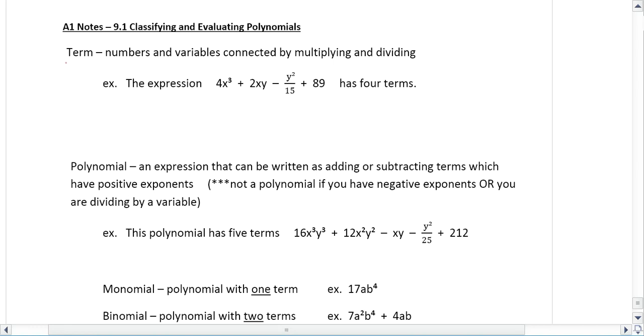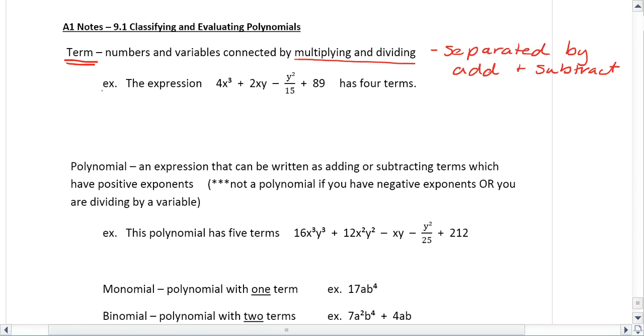So let's start with an old term, reviewing. And the old term we're going to review is the word term. How's that for redundant? Terms in an algebraic expression are connected. They're glued together by multiplying and dividing, and they are separated by adding and subtracting. So you can add that here to your notes if you'd like.